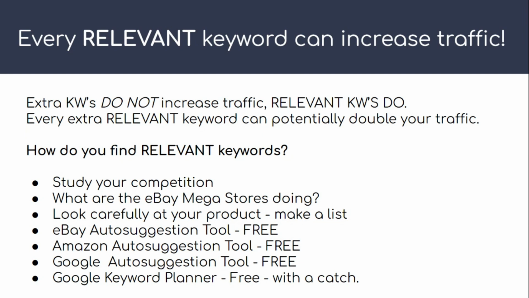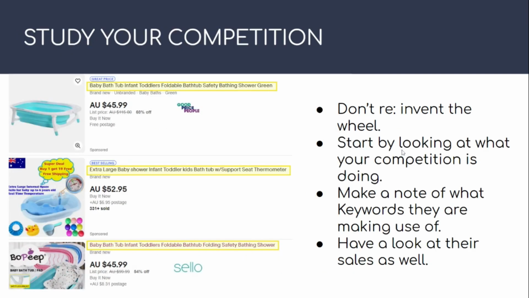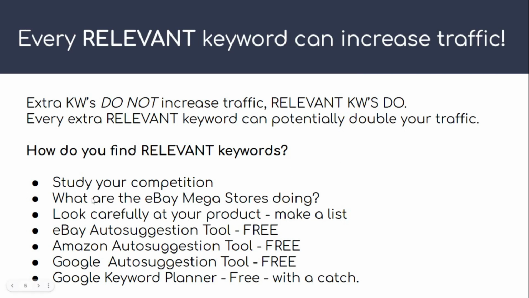So how do you find relevant keywords? Study your competition. What are the eBay megastores doing? Look carefully at your product, make a list. Use the free eBay auto suggestion tool, Amazon auto suggestion tool, and the Google auto suggestion tool. And lastly, the Google Keyword Planner.